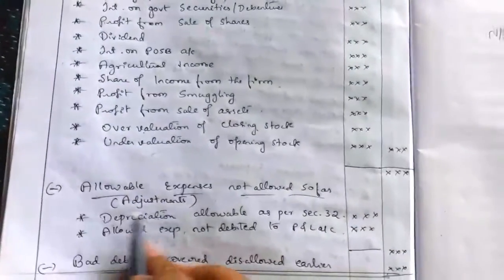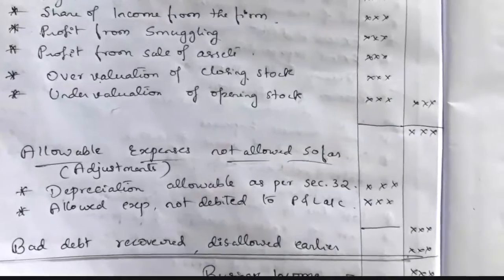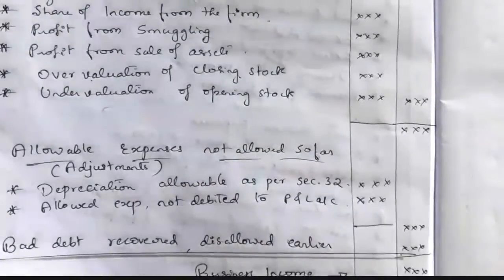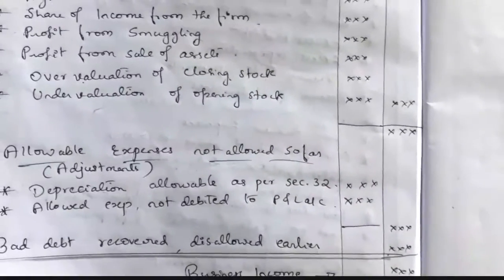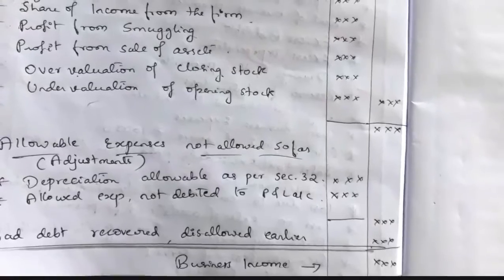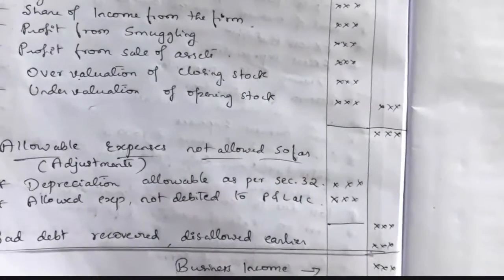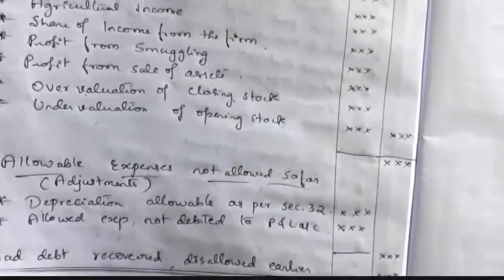Then we have to deduct the allowable expenses not allowed so far. It means there are some allowable expenses that should be recorded on the debit side of the profit and loss account, but they have not been recorded so far. So we have to record them. Those expenses will be shown in the adjustment or additional information part of a question.